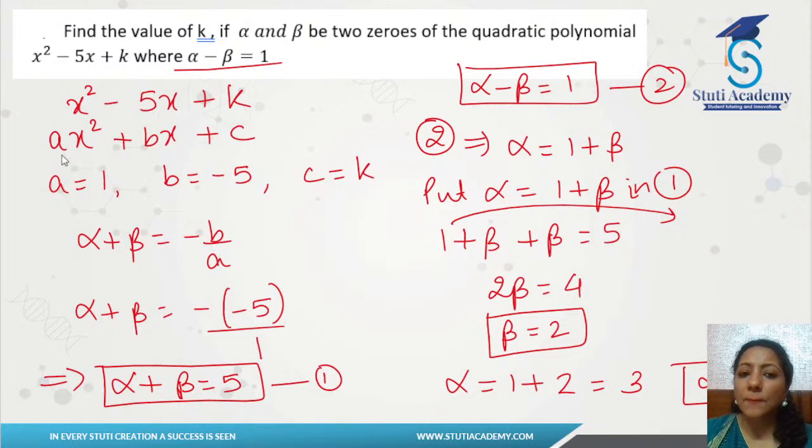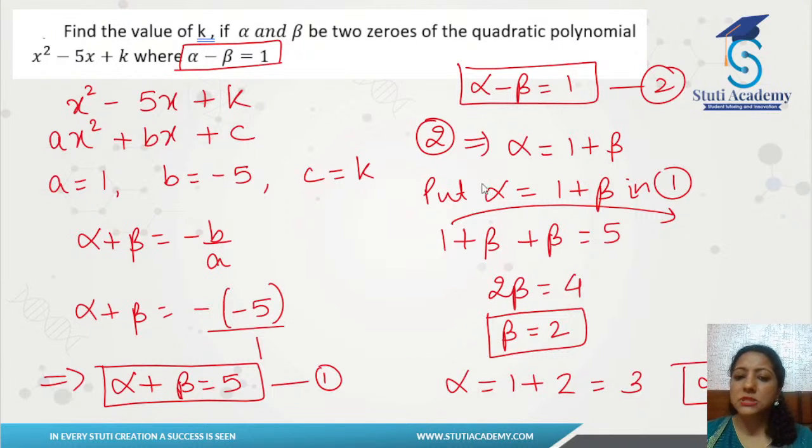Now we have compared this with the standard form for a quadratic polynomial. So a is 1, b is minus 5 and c is k. Also we know that the sum of the zeros, that's alpha plus beta in this case, is given by minus b upon a. So minus b is minus 5 and a we know is 1. So we've put the values here and we've got alpha plus beta equal to 5. And this is already given to us in the question. So I've written the same thing here. From this equation, what have I done? I've taken beta on the other side and I've written alpha in terms of beta.